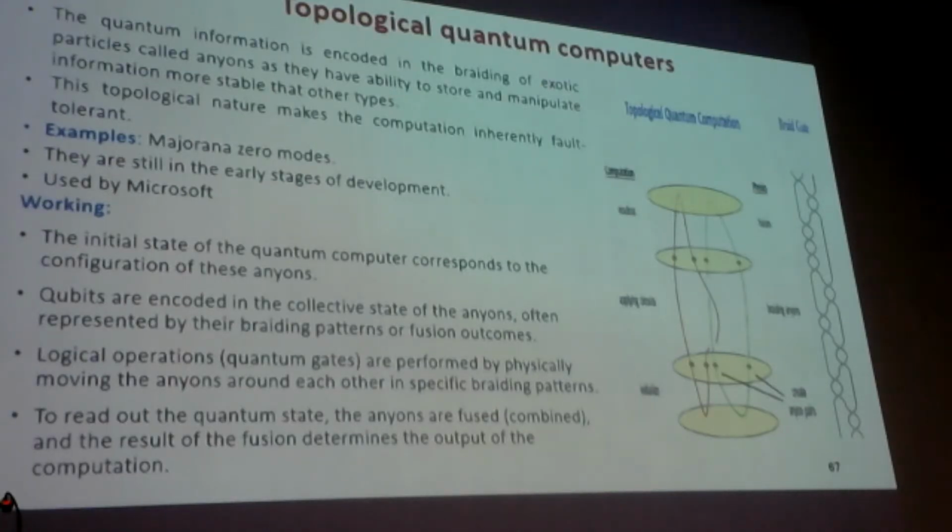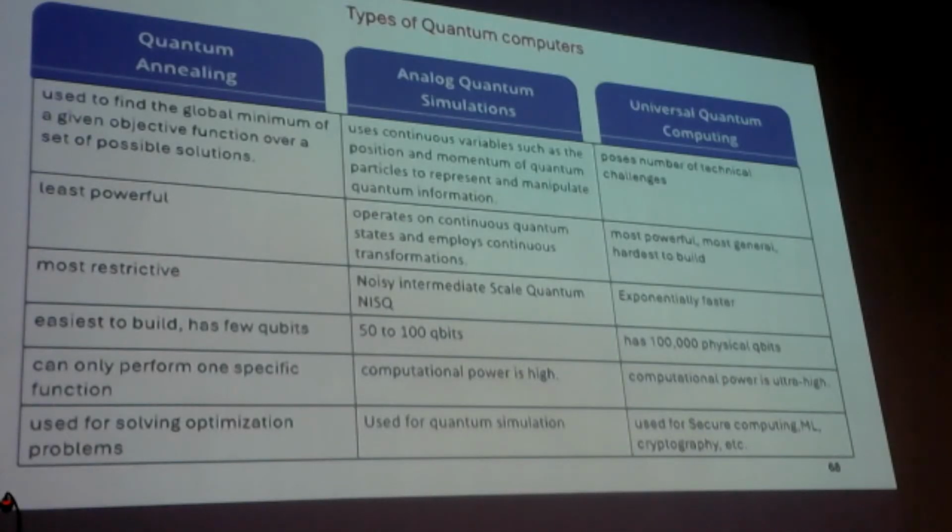So how this works, you can see there is a parallel drawn between computation and physics. Can you see that in that diagram there? There's a parallel drawn between computation and physics. The initial state of the quantum computer corresponds to the configuration of the anyons. Then qubits are encoded in the collective state of the anyons, represented by braiding patterns or fusion operations. Then logical operations are performed by physically moving the anyons around each other in certain braiding patterns. Okay? And to read out the quantum state, the anyons are combined or fused. The result of the fusion determines the output of the computation.